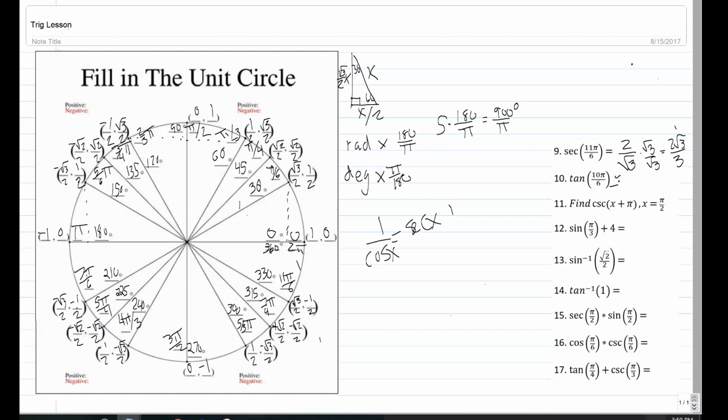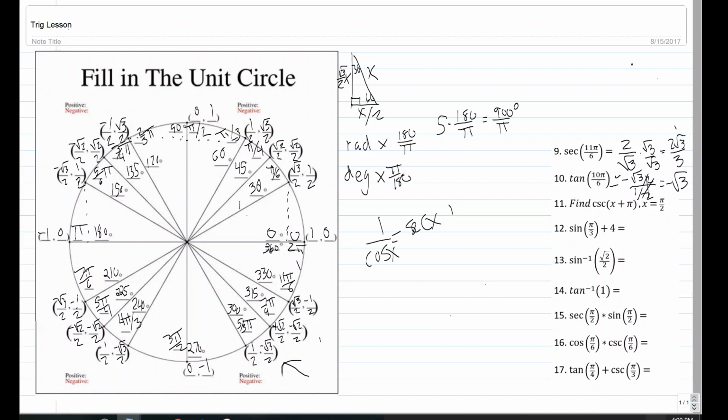Alright, tangent of 10 pi over 6. Well, 10 pi over 6 is 5 pi over 3. So I'm looking at this spot. Tangent is sine over cosine, so that's going to be my y value divided by my x value. So it's negative root 3 over 2, which is my y value, divided by 1 over 2, which is my x value. The over 2's cancel out, and I just get negative root 3.